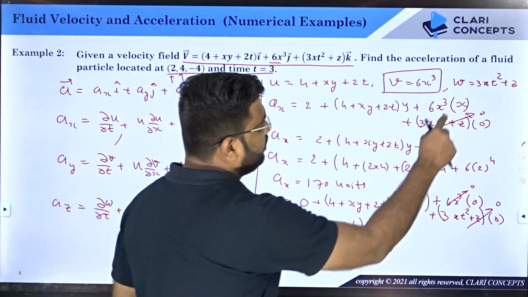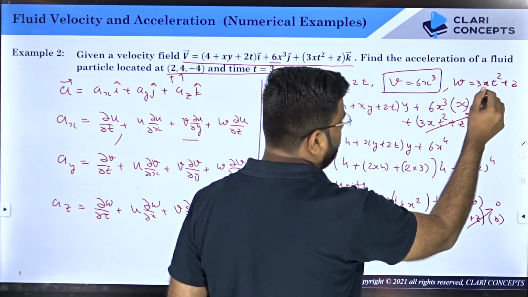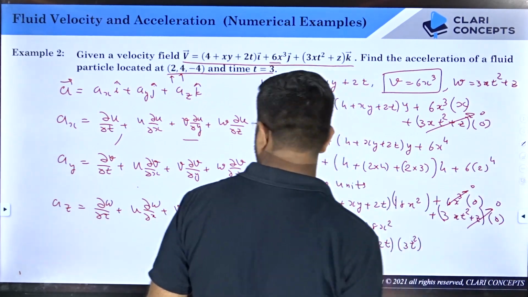Then del w by del x. What is del w by del x? First term is 3x, and x differentiation is 1. So 3t square. And differentiation of z with respect to x will go to 0. Right.